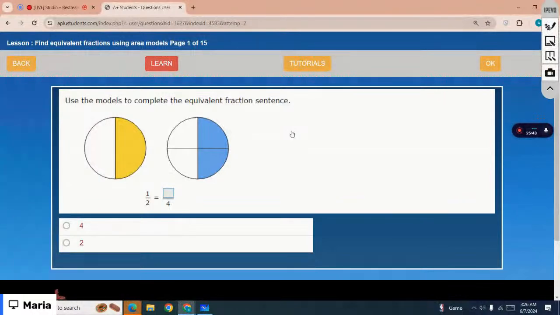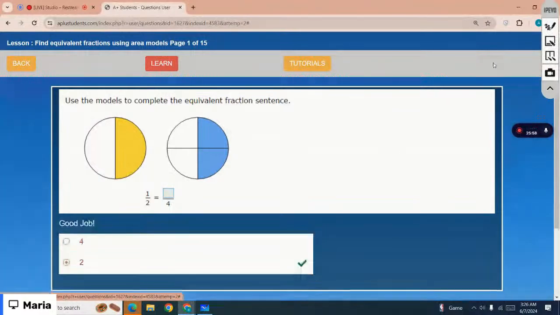So just look at the first one. The first one has two portions. One of them is colored. That would be 1 out of 2. The second one has four portions. Two out of them are colored. So that would be 2 out of 4. Got it? The correct option is 2 out of 4. Very good.